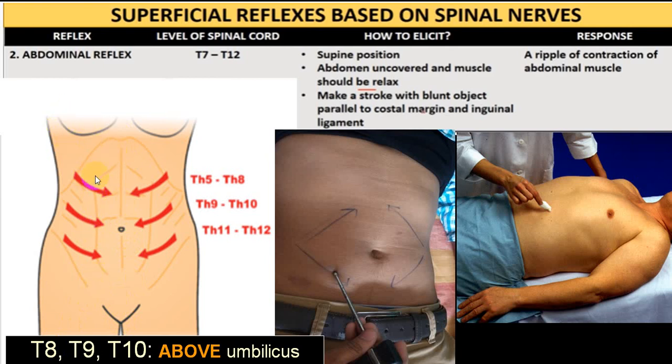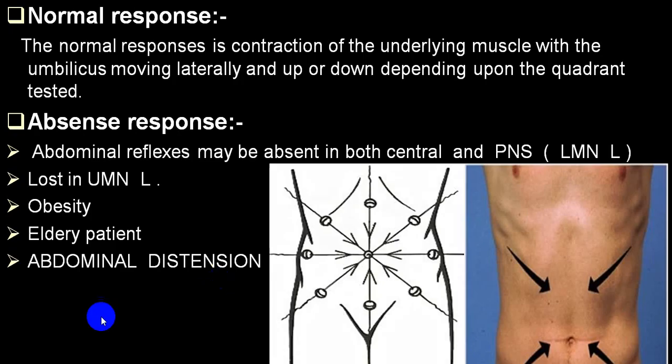If abdominal reflex is absent, it is indicative of upper motor neuron palsy. We'll be talking of that. Normal response: contraction of abdominal muscle, resulting in movement of umbilicus. The abdominal reflex will be absent in both central and peripheral nervous system damage.